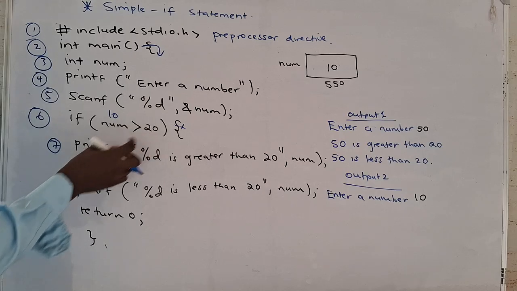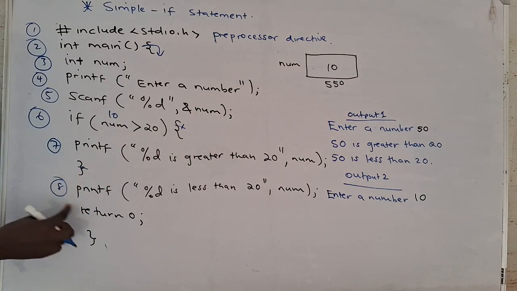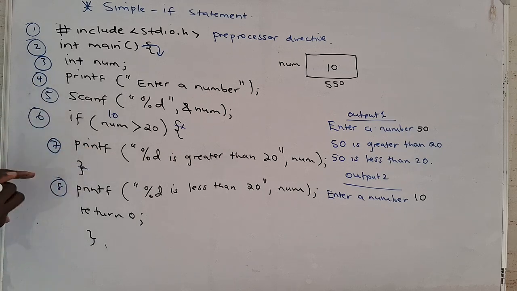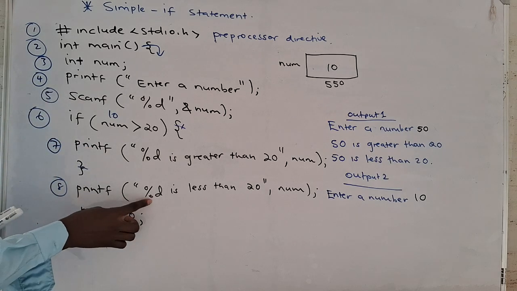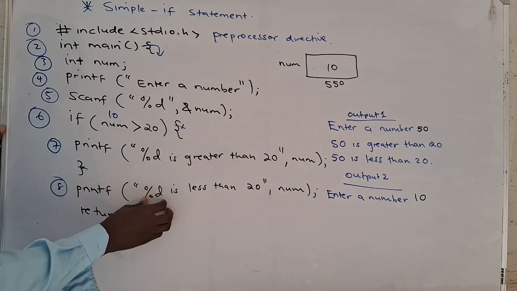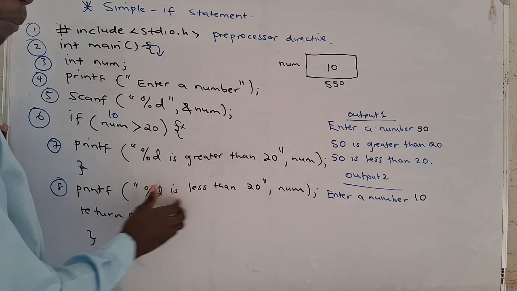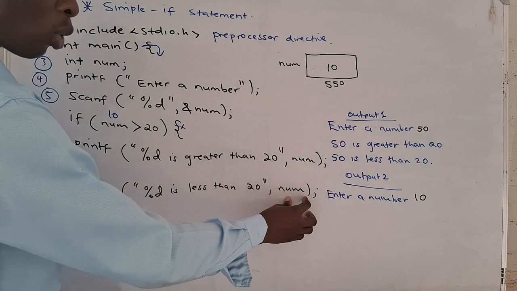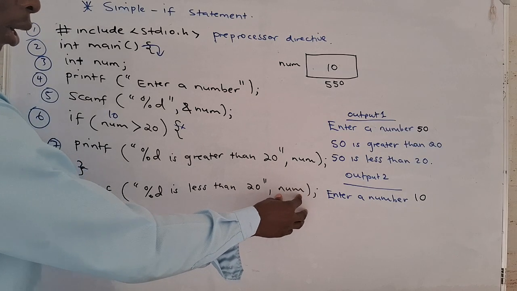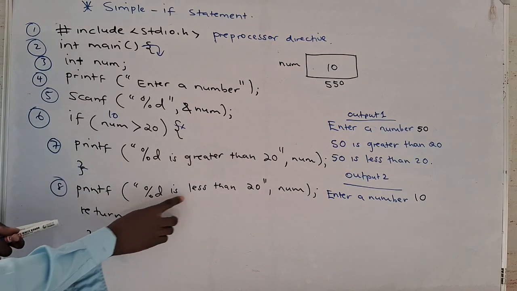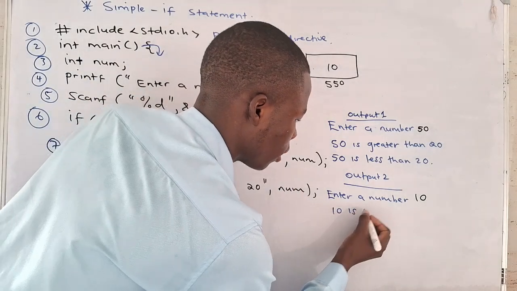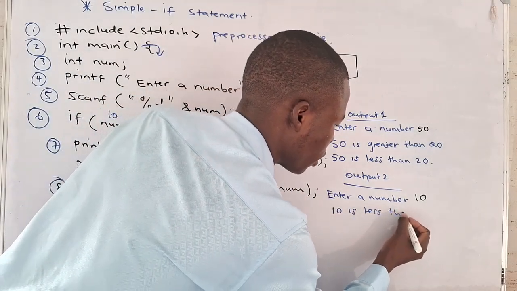So what is going to happen? It is going to print all the statements below this if block. So what is the statement? Printf %d is less than 20. This is a format specifier which is used to print an integer, and this integer is stored in the variable num. What is the integer? It is 10 now. So it is going to print 10 is less than 20.